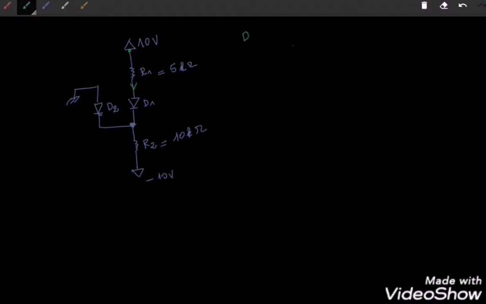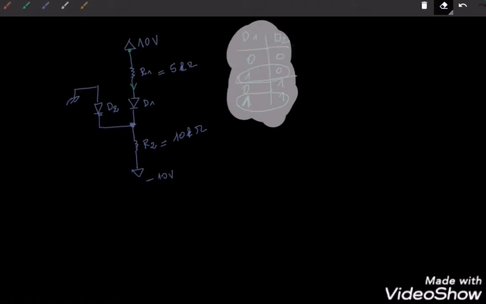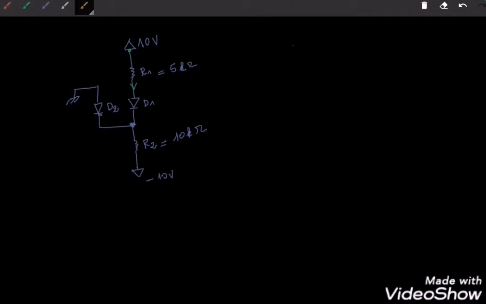So, since diode 1 is conducting, only two possibilities are left, because remember, there are 4 possibilities: 0 0, 0 1, 1 0, 1 1. So now, since the diode 1 is conducting, I have only 2 hypotheses left, which is this one and this one. So the diode 2 can be either conducting or blocked. Now, since I'm sure that the diode 1 is conducting, how can I know the state of the diode? Is it conducting or not?